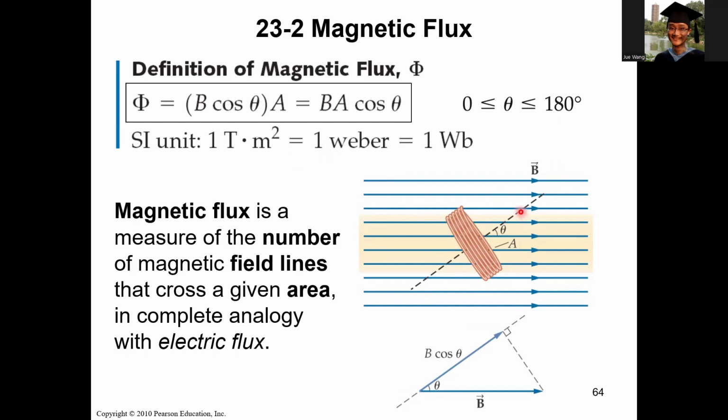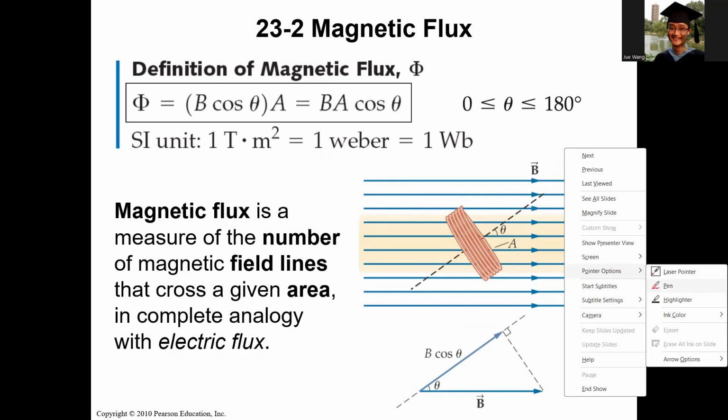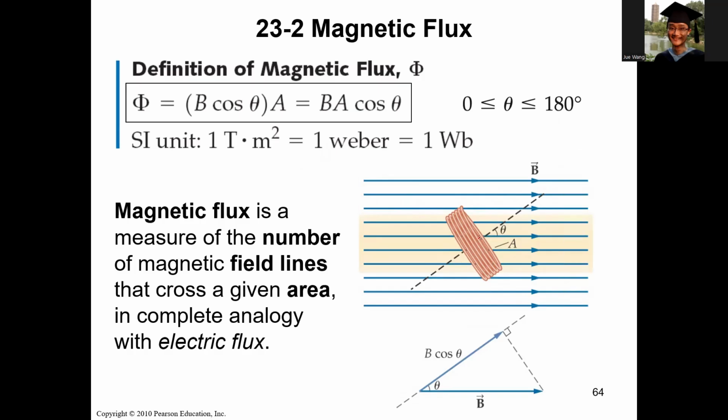Okay, so if we have a certain area, the area vector is perpendicular to the area. Okay, so if we have a loop, the area vector is perpendicular to the loop. And we talk about the magnetic flux, which is the number of magnetic lines going through a given area.